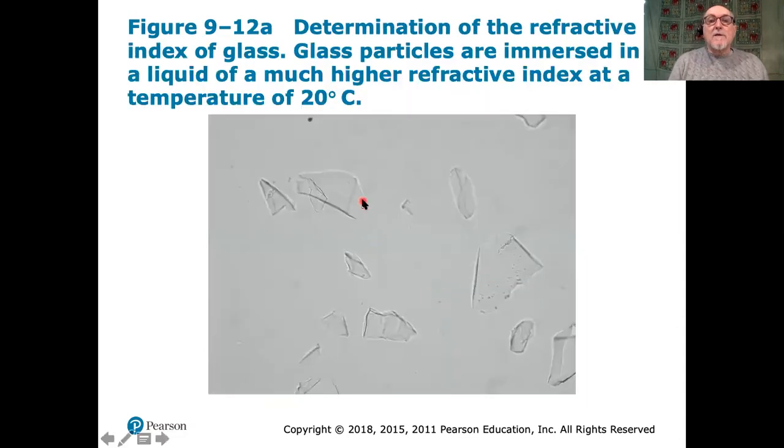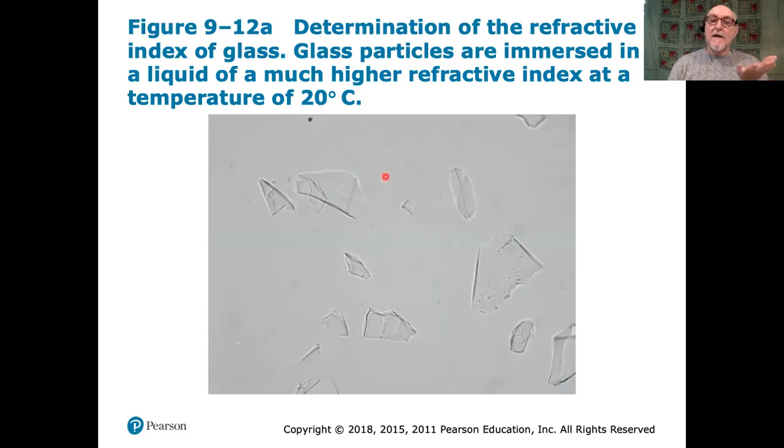As we're looking through the microscope, you see these bright lines here and these dark lines here. These are the Becke lines around the glass fragment. And the reason that they're there is because the refractive index of the oil is so different to that of the glass. It causes this optical illusion of a line around the glass.